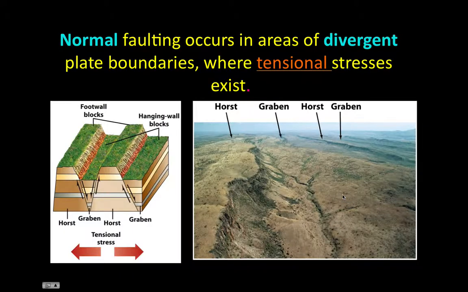Now the tensional stresses are the types of things that we have where plate boundaries are divergent. And so if you went to a place and you wanted to figure out what it was like in the past, if you saw lots of normal faults there, you could assume that the area was once along a divergent plate boundary. Lots of rifting deformation has been occurring in this zone.